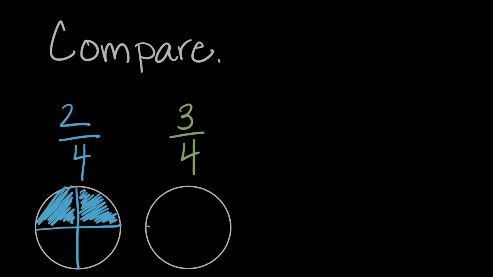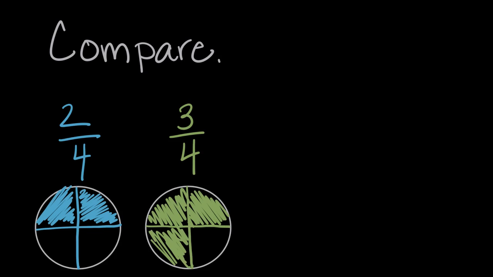3/4, again, what will be the same is the 4 equal size pieces. But this time, we get 3 of the 4. So 1, 2, 3 of the 4 pieces. And this will represent 3/4.